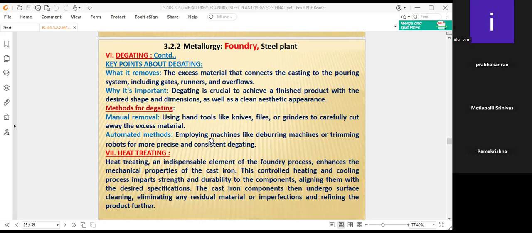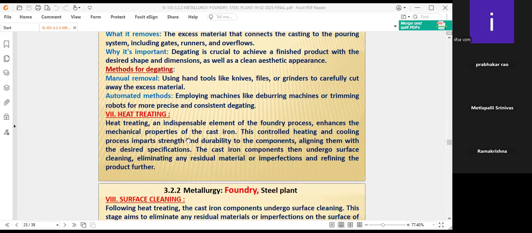Automated method means employing machines like deburring machines, trimming machines and trimming robots for more precise, consistent removal. Because during the removal of the degating, the excess material, the final product will be affected. That's why scratches or roughness should not happen on the surfaces, because the very hard material is there. That's why we have to take care of this very sensitive area.